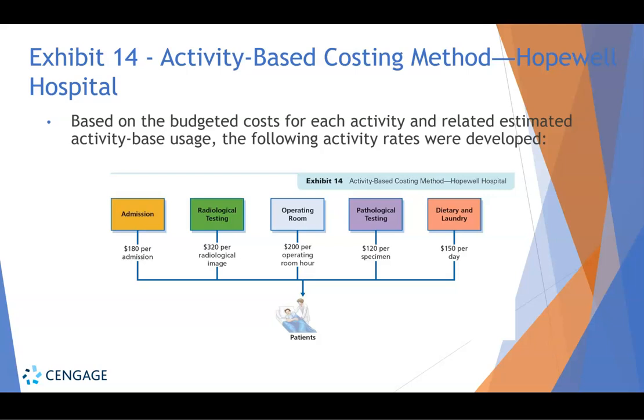There is admission, which is $180 per activity, radiological testing, $320 per image, operating room, $200 per operating room hour, pathological testing, and then dietary and laundry. So this is how they break down the various activities.